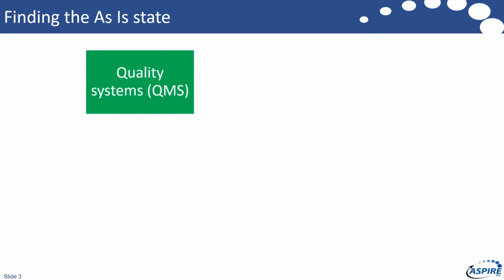But where do you go and find it? We've got some ideas coming up on where you can find information about how it works now. Your QMS is a good starting point. Your quality system, your ISO 9001, writes down how things should work. Whether they work that way is something different, but it's that sort of area.